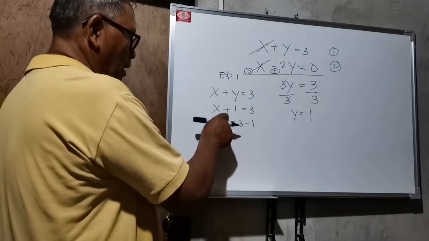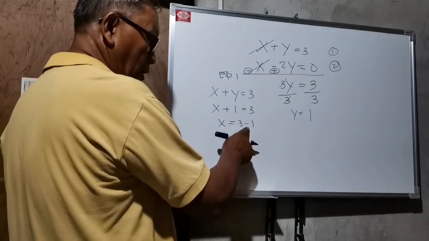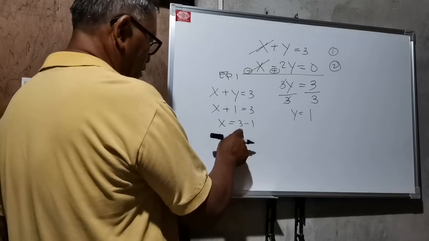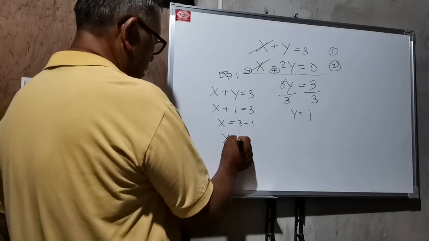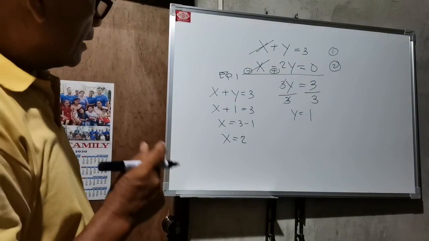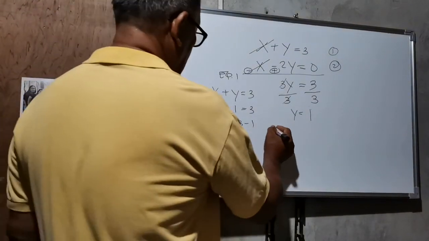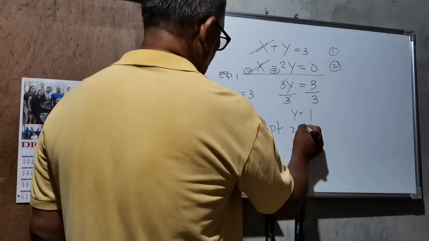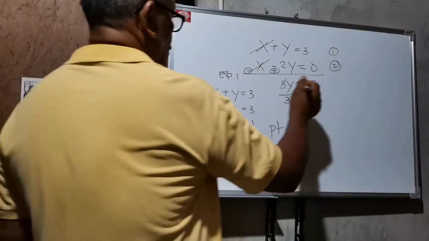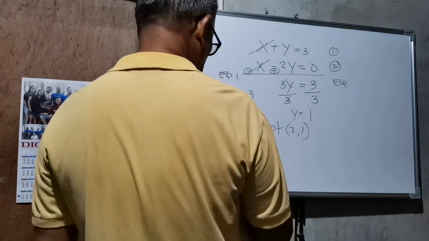In transferring a positive quantity, either from the left or to the right, the sign will be changed. This time, positive will become negative. Positive 3 minus 1 is positive 2. Therefore, the point that the two lines intersect is 2 and 1. Point 2 and 1.